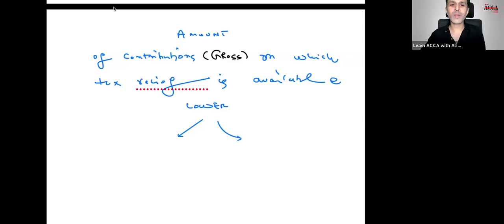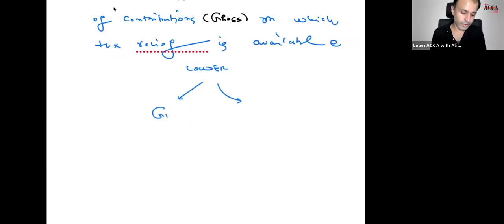Because not all the contributions that one participates in can give him a benefit of tax. One can participate £1 million in a fund, £2 million in a fund, with the hope of getting the benefit of tax. But not all of what he has participated can give him a benefit of tax. So we've put a cap on it. Lower of two values: the gross contributions and the maximum annual amount.